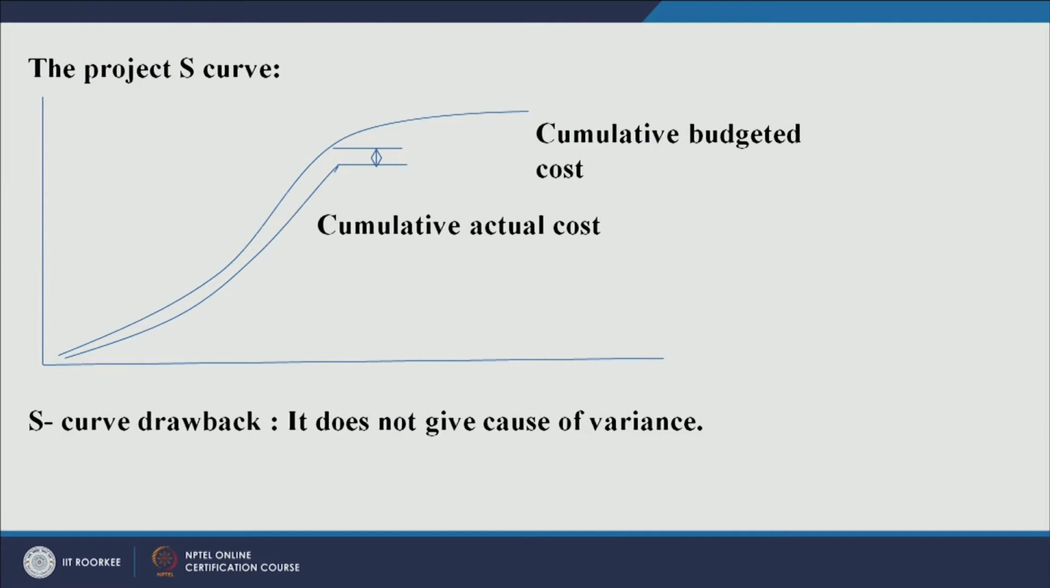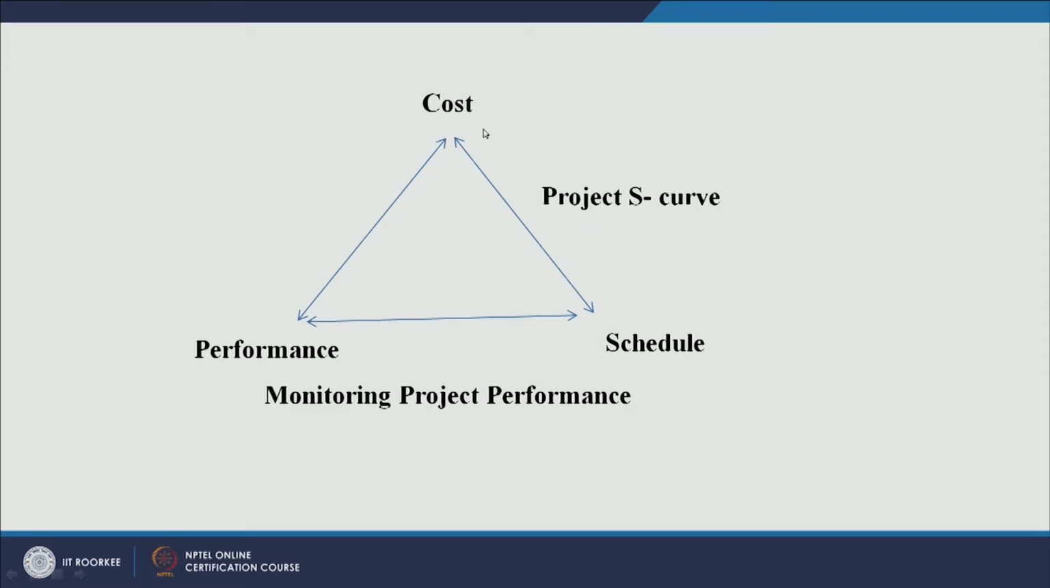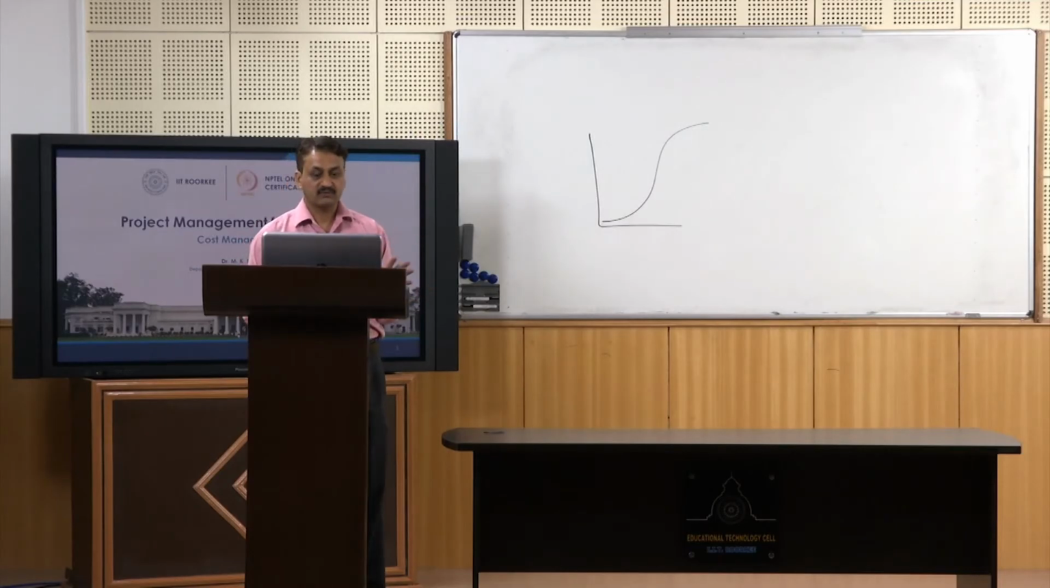So, we have already seen the S curve model. In fact, the problem with this approach is that we will come to know that there is a variance, but it does not give you the reasons for the variance. So, this is a drawback of the S curve approach. If you look at the project S curve approach, it compares schedule and cost. In other words, you are measuring only time and cost in a project, you are not looking at performance, but for successful completion you need to look at performance also.